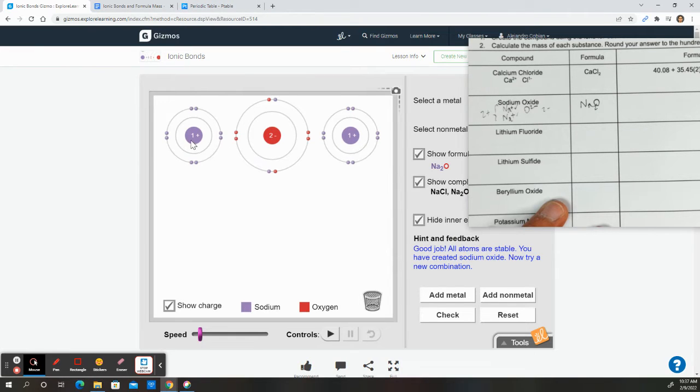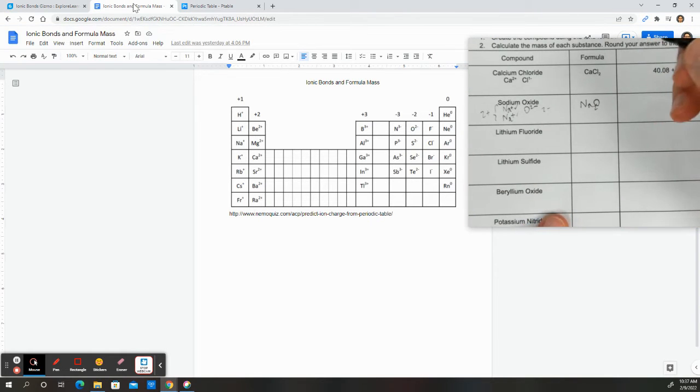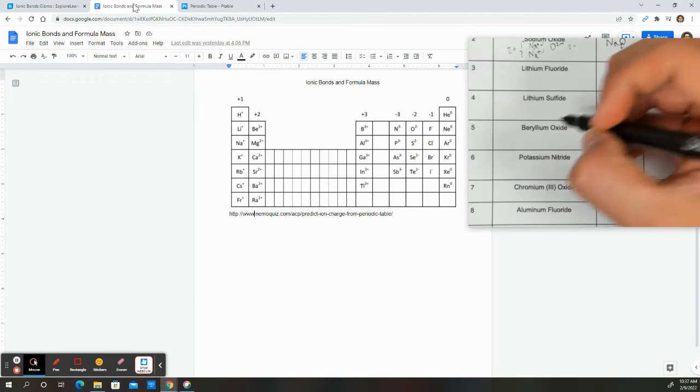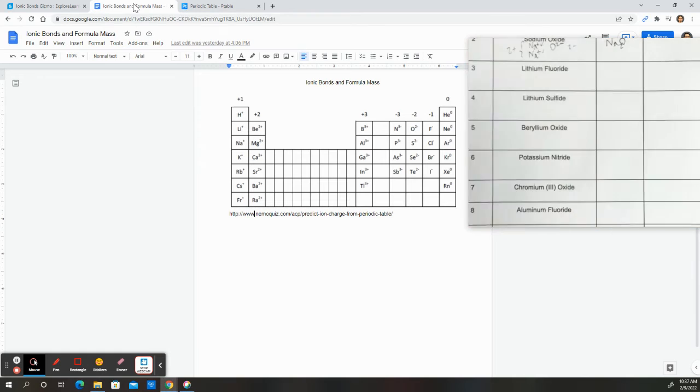Notice Na2, we have 2 sodiums, these purple items, and then oxygen. We only have 1. All right, let's try out another one down here. Let's try beryllium oxide. So beryllium oxide is Be. It is this item here.